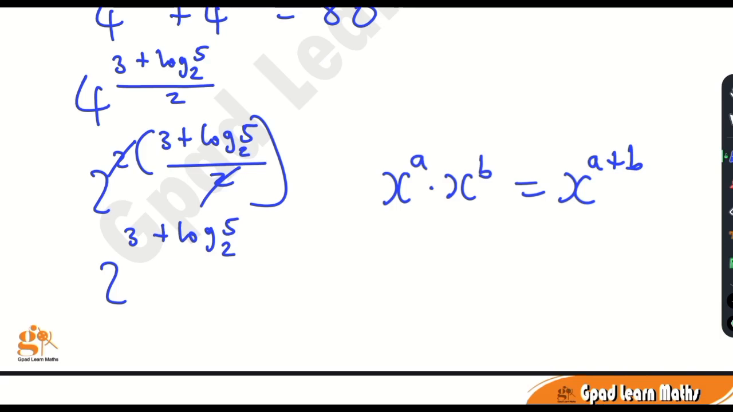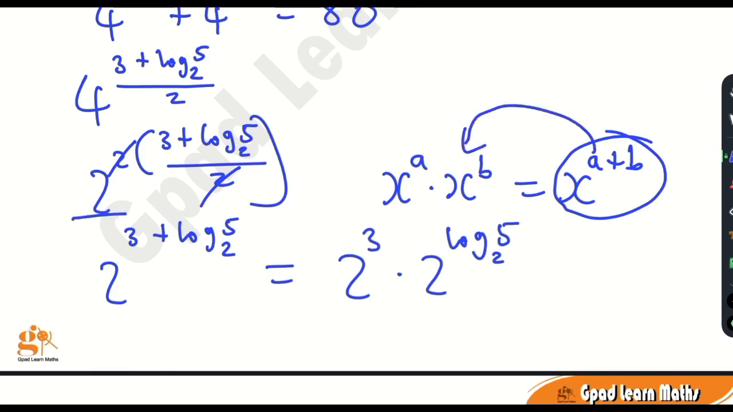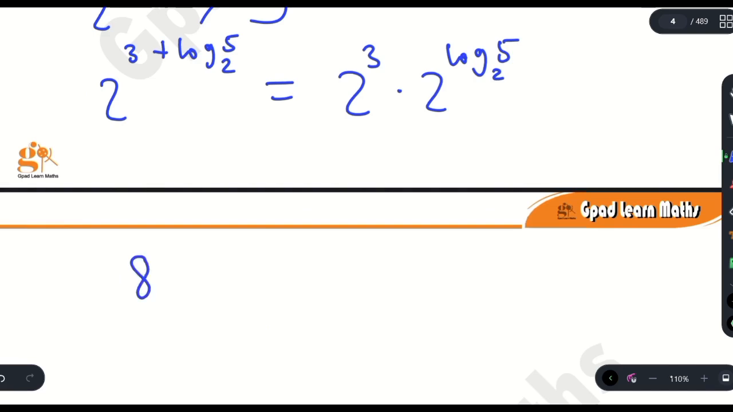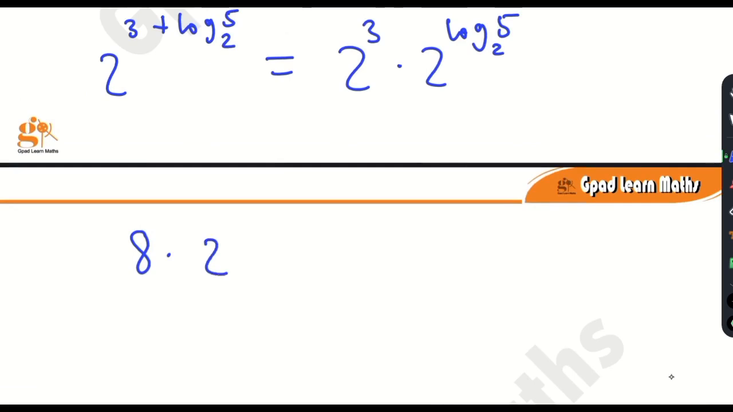Now, coming back here, I can rewrite this. This can be written as what? 2 raised to the power 3 times 2 raised to the power log 5 base 2. Same base, if you add the exponents, it will give you back this. So I just took it from this form to this, as you can see here now. 2 raised to the power 3 is 8. That's 8 times, that dot is times, it's not a decimal point, 2 raised to log 5 base 2.